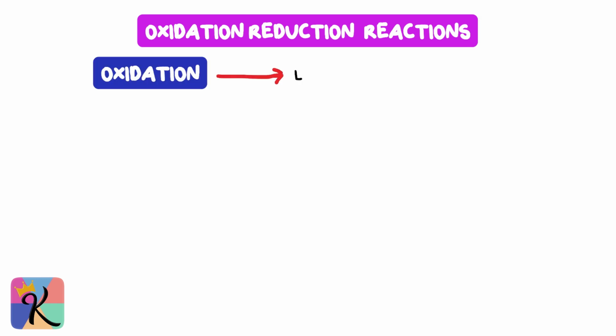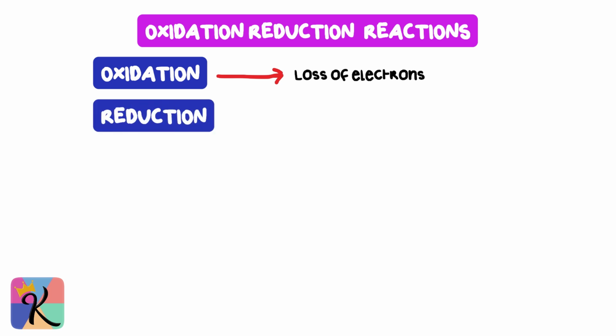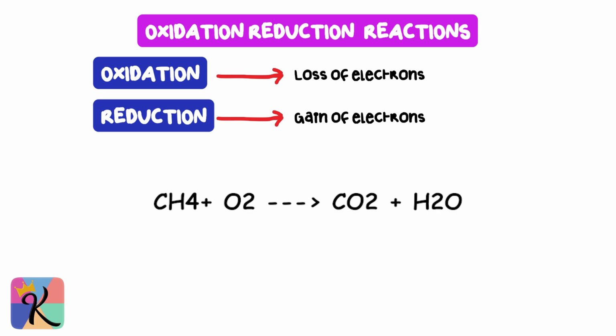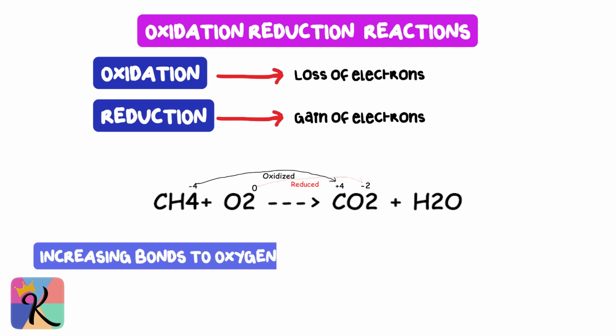Oxidation refers to the loss of electrons or an increase in oxidation state, while reduction refers to the gain of electrons or a decrease in oxidation state. For example, in the combustion of methane, carbon is oxidized from -4 in CH4 to +4 in CO2, and oxygen is reduced from 0 to -2 in H2O. In organic chemistry, oxidation often involves increasing bonds to oxygen or other electronegative atoms, while reduction usually means increasing bonds to hydrogen. To fully understand redox reactions, you need to know how to determine oxidation states.